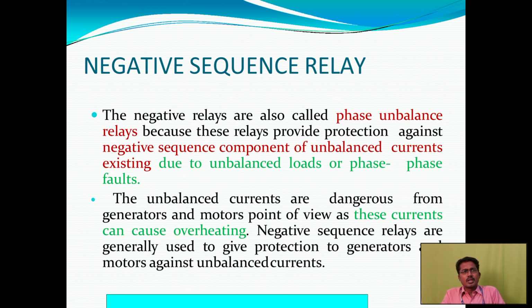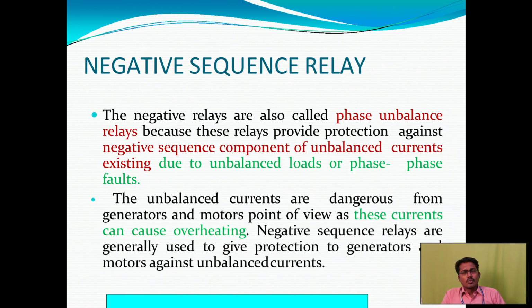The negative sequence relay is also called a phase unbalanced relay, because this relay provides protection against the negative sequence component of unbalanced current existing. We normally use this type of relay in transmission lines, sending and receiving ends, in order to protect the consumer load and the generator.